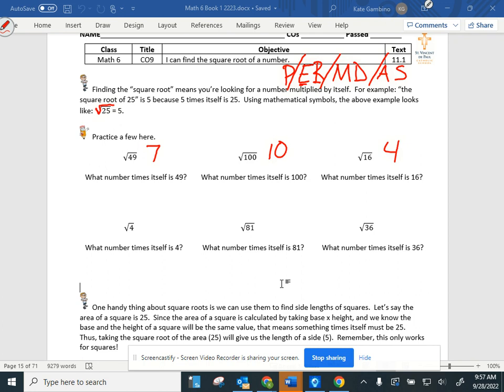So, you are going to do the bottom numbers, square root of 4, square root of 81, square root of 36 on your own.